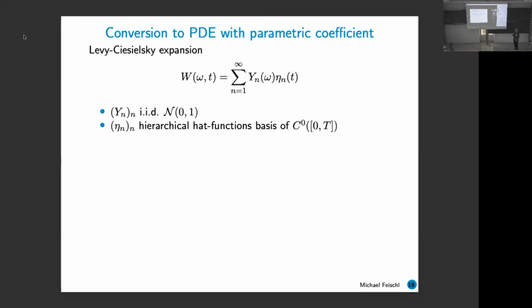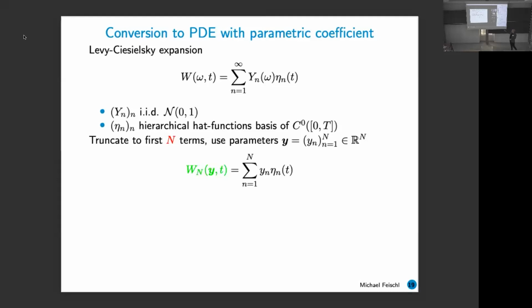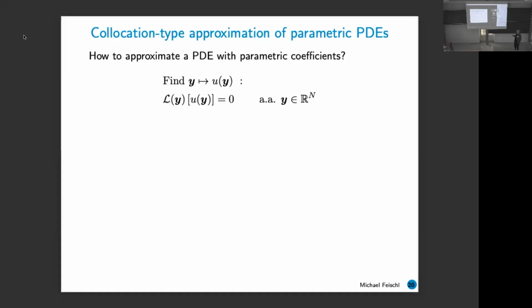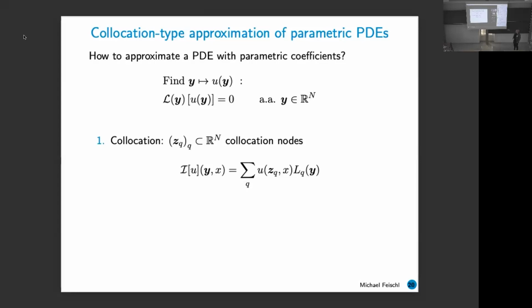And then what we do is we resolve the Brownian motion with this Lévy-Ciesielski expansion. This means we have those hierarchical hat function bases, and we have standard normal coefficients here. And of course, we have to truncate the sum at some point. So that's the discretization. And here is now the problem, which can be approximated by stochastic collocation, which is the LLG equation plus this stochastic right-hand side with the approximated Brownian motion. Okay, and I said we want to do stochastic collocation. So that's exactly the same as before.